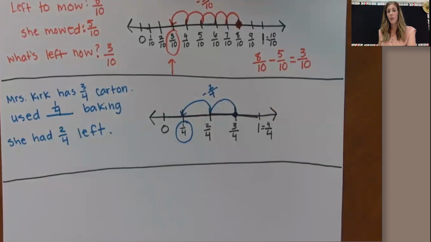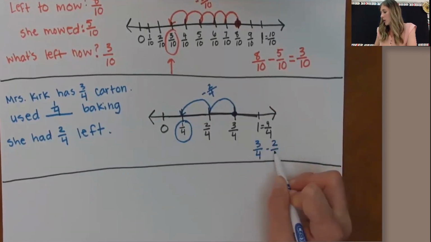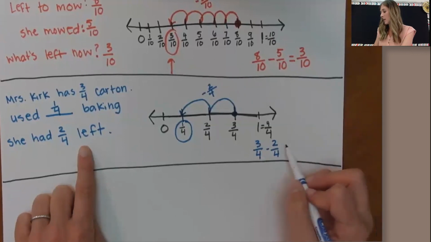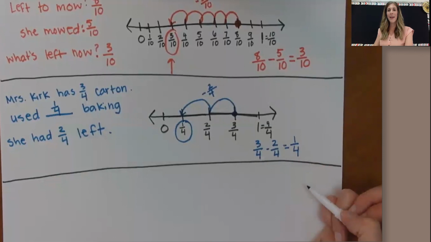What equation could we write that would model this thinking? Write it on your paper and then we'll check. Correct. 3/4 take away the 2/4 that she had left means that she must have used 1/4 for her baking.